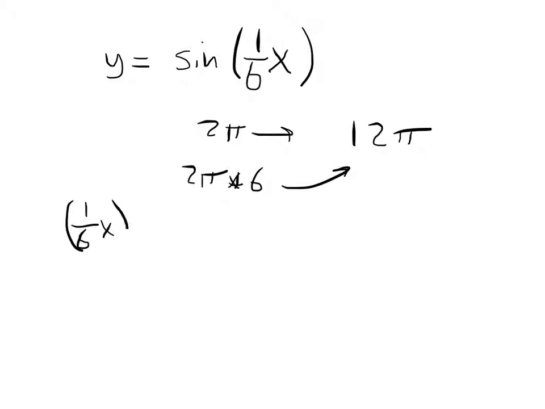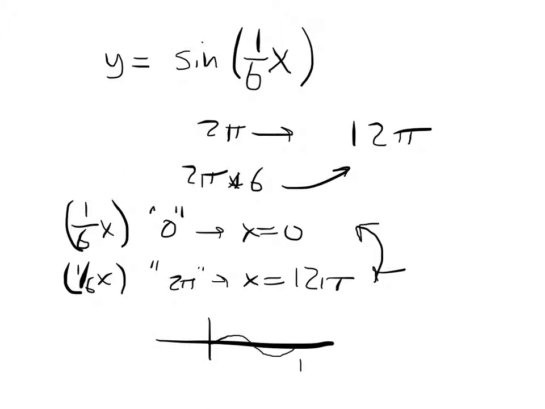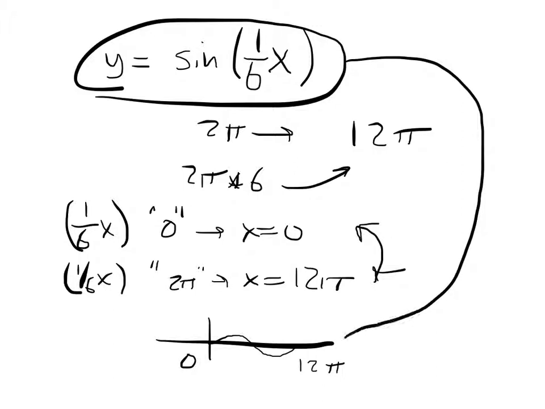If I want to have that 1/6 x start at 0, I would need x is 0. That 1/6 x, make it to be 2 pi. I would then want x to be 12 pi. So from 0 to 12 pi, I get a full period in. That's a horizontal stretch by a factor of 6. And that would be my graph of y equals sine of 1/6 x. And I simply would make sure I get a full period graph, starting and end point of a full period.